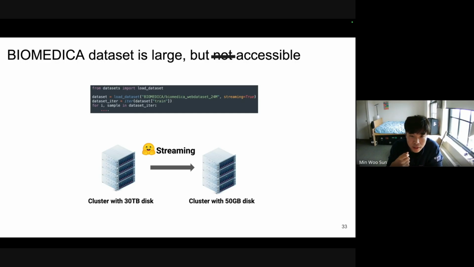But I think the more interesting part is this capability of streaming. Biomedica as a whole is worth like 30 terabytes of storage. That's not trivial, that's quite large. And so we actually made it a challenge for ourselves to train on a compute node with much more constrained storage, so just 50 gigabytes of local storage, which means obviously we can't download all 30 terabytes worth of data on a local disk. But because we had this streaming feature, we were able to train on all 30 terabytes worth of data, despite this challenge we put ourselves against of constraining the storage space.